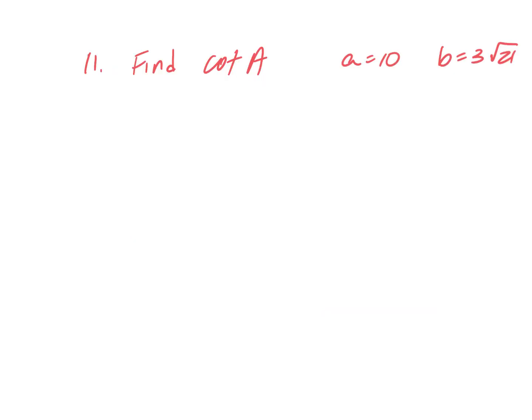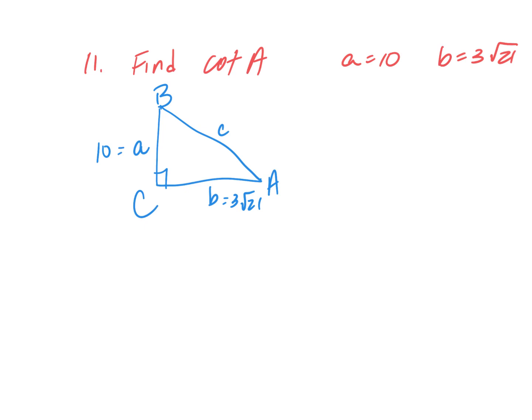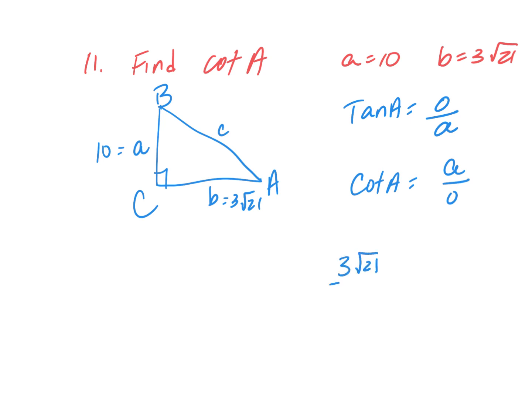I'm going to draw the same triangle that we did before. And I put big A, big B, big C, little b, little c, little a. And this is an A here. I can't draw. Okay. And now they said that A is 10 and B is 3 root 21. And they need cotangent. So if the tangent of A is opposite over adjacent, the cotangent of A is adjacent over opposite. So the answer here is going to be 3 root 21 over 10.